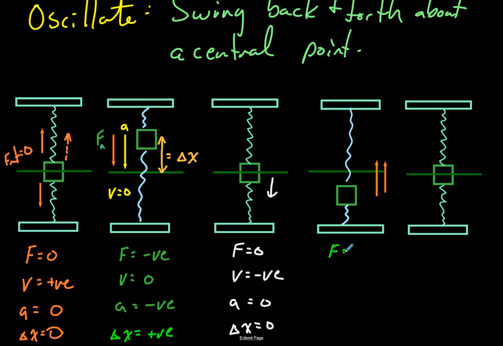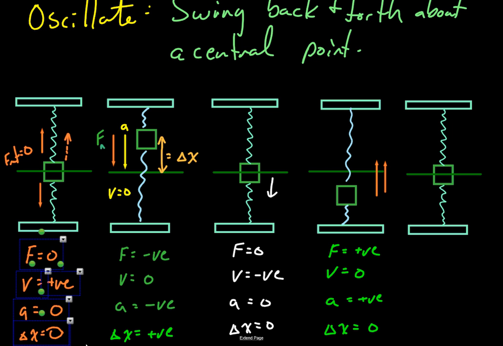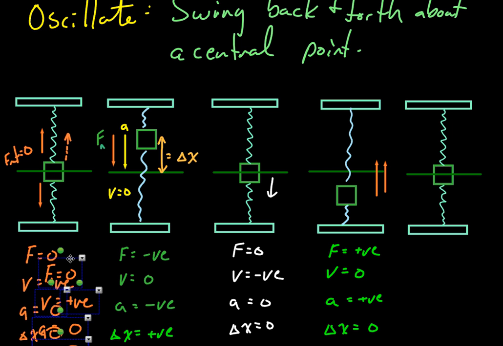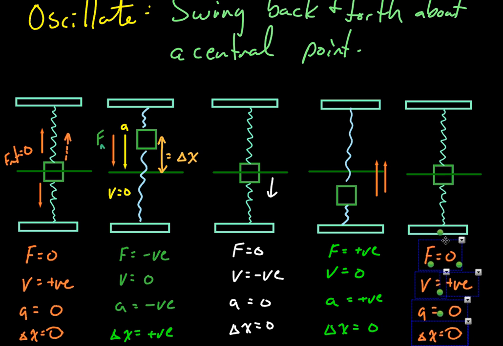F is maximum and positive. Velocity is 0. Acceleration is maximum and positive. And delta x equals 0. And then we're right back where we started again. Yeah, sorry, delta x is wrong there. Let me fix that.